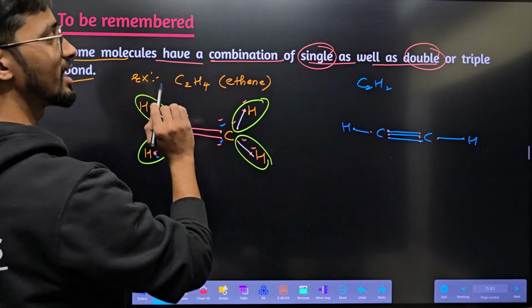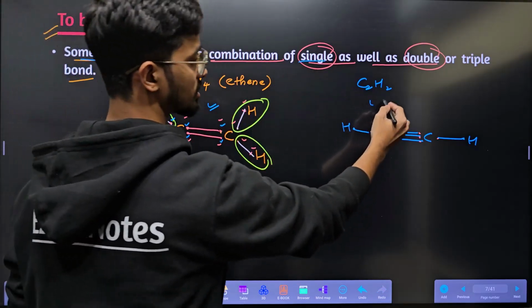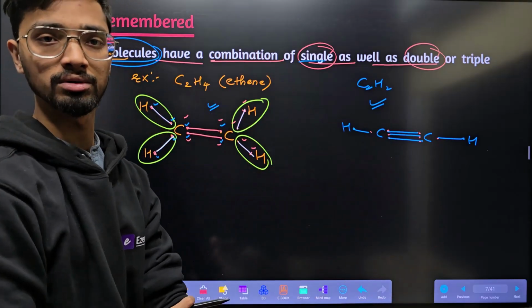Okay. So some molecules can have a combination of single and double, single and triple. If you make a big compound, it can have all the 3 in a single compound. Okay.